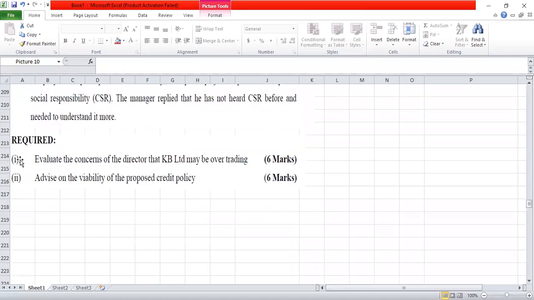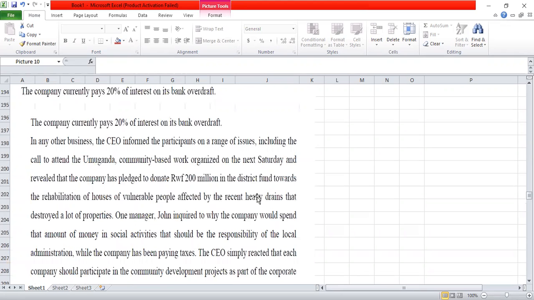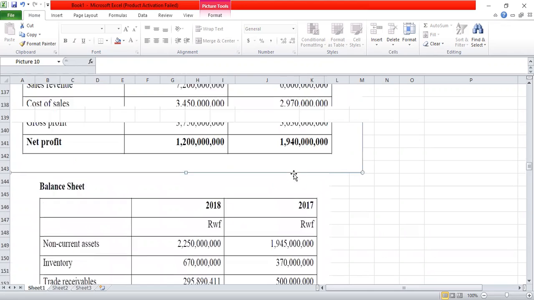Evaluate the concern of the director that KB Limited may be overtrading. Advise on the viability of the proposed credit policy. So that is the question I want us to look at.